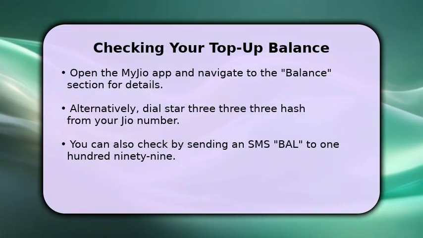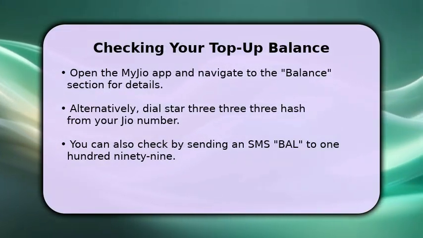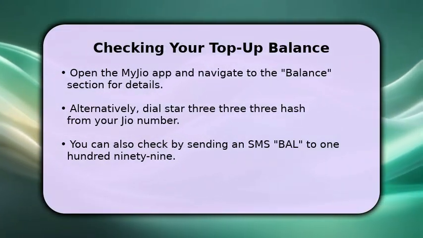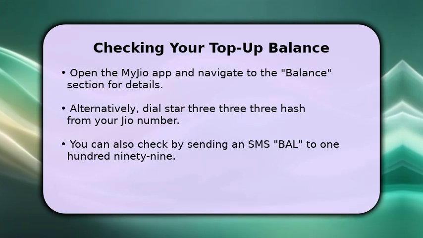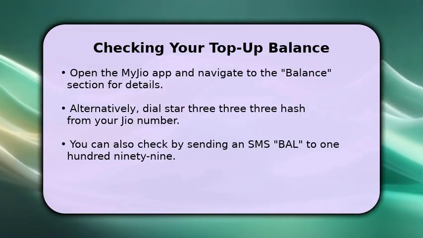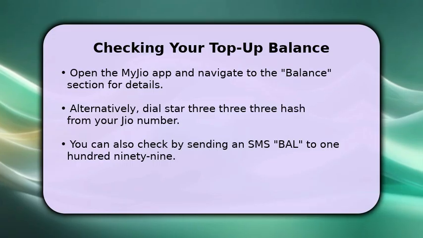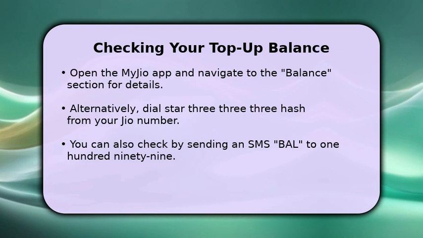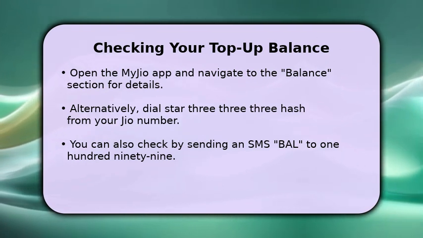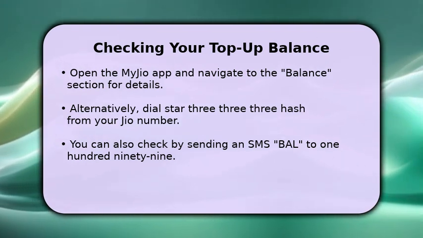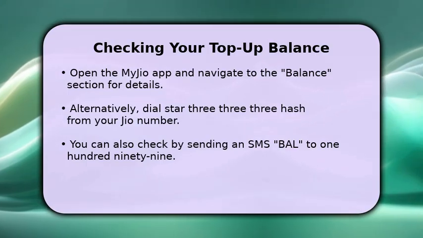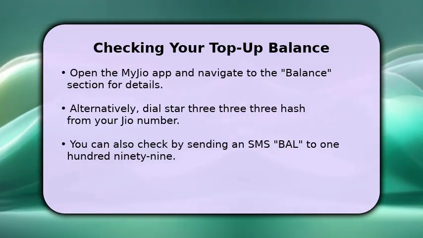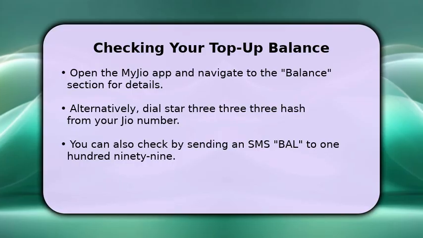Keeping track of your top-up balance is simple. The easiest way is to open the My Geo app and find the balance section, which provides a clear overview. Alternatively, you can dial *333# from your Geo number, and you'll receive an SMS with your balance. Another option is to send an SMS with BAL to 199. Regularly checking helps you manage your usage and avoid surprises.